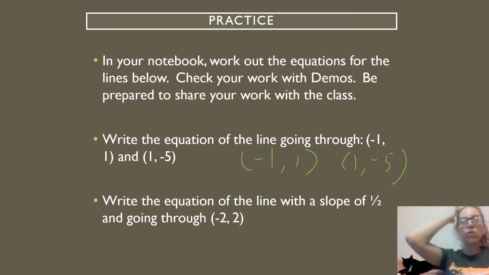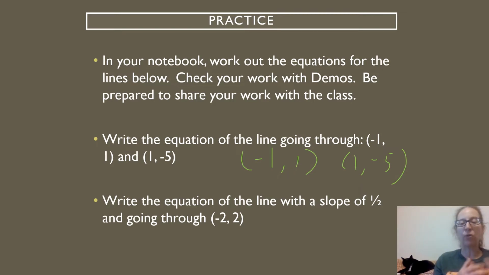When you have your equation, go to Desmos, put in your equation, and actually see: does it go through the point (-1, 1)? Does it go through the point (1, -5)? If it does, then you have the confidence of knowing that your work is correct. If it doesn't, then you know you've made a mistake. You need to go back and try to find it. You can message me.